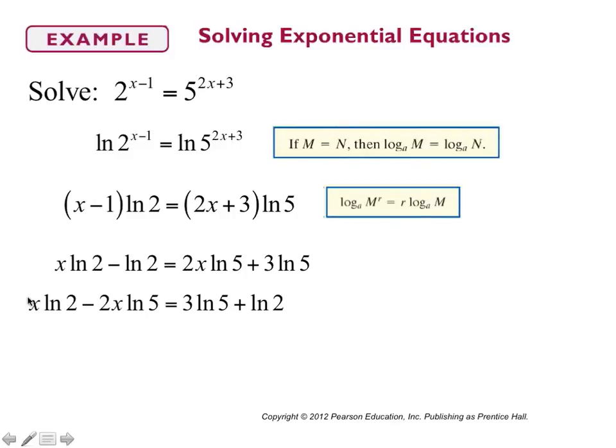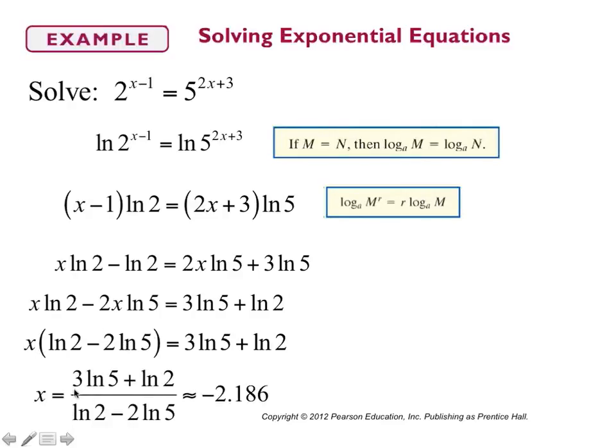And now that we have everything with an x on one side, we're going to factor out an x. So we have x times (ln of 2 minus 2 ln 5) equals 3 ln 5 plus ln 2. And then we divide both sides by what's in parentheses here. So our exact answer would be x equals (3 times ln of 5 plus ln of 2) divided by (ln of 2 minus 2 ln of 5), which gives us negative 2.186 as our actual x value. And you could plug this back into the original to make sure that it works. You'd have to plug it into the left-hand side and the right-hand side and make sure that your answers are approximately equivalent.